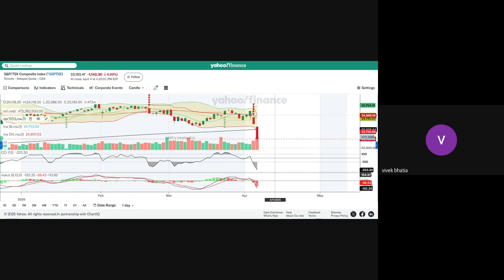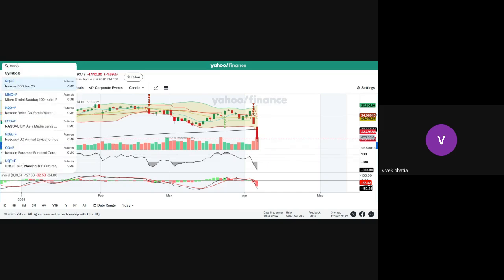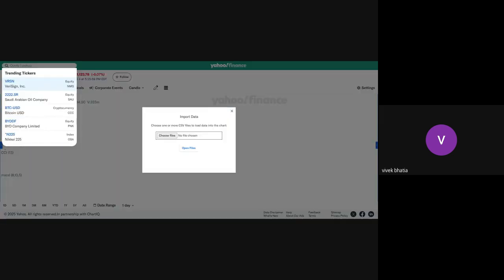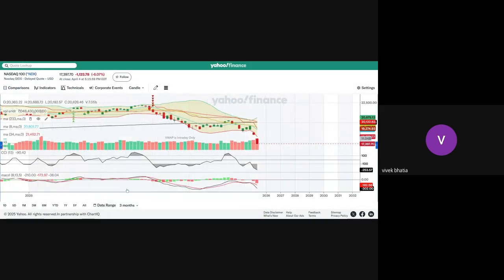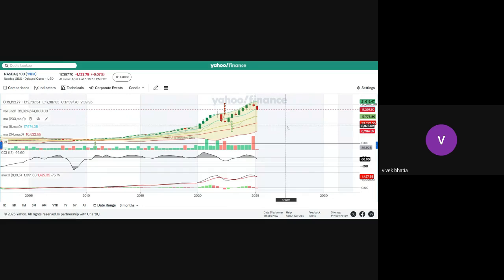Aditya, can you change this to now NASDAQ and let's just run through quickly because the indexes are almost the same. NASDAQ would be NDX. It's the same thing. There is nothing to analyze in this stock.